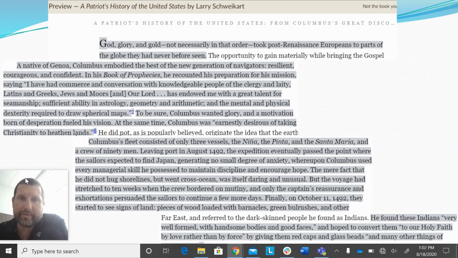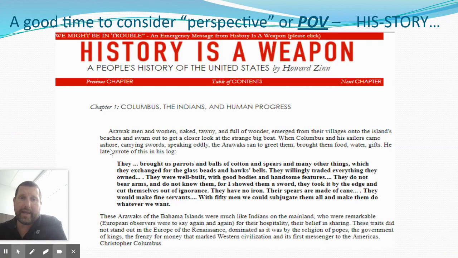Now, Schweikert wrote this book, A Patriot's History of the United States, because this is his lens on history. The kind of a little bit more traditional lens on history that you may have gotten growing up in elementary school and middle school. He titles his book A Patriot's History of the United States for one reason only, to contrast the work of another author by the name of Howard Zinn. And Howard Zinn wrote a book, A People's History of the United States, right?